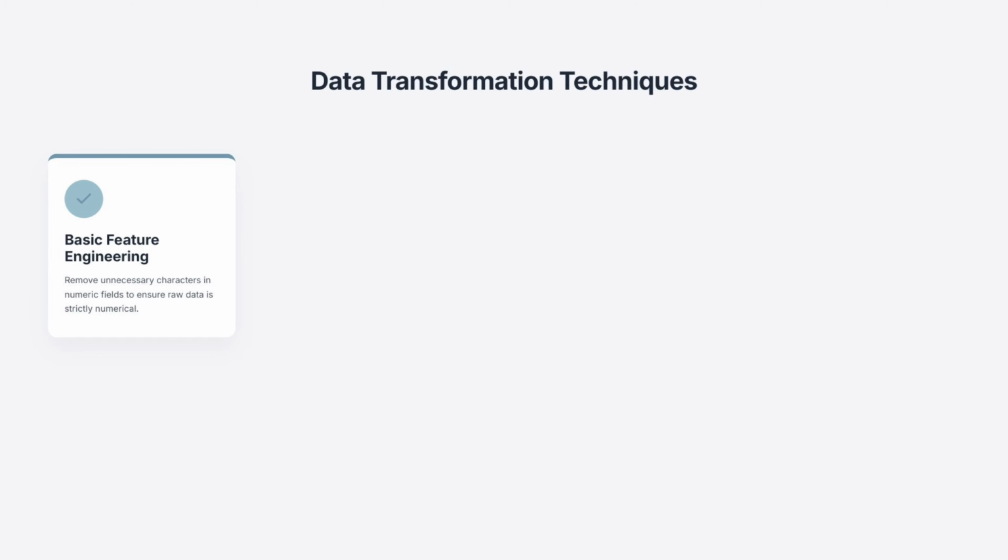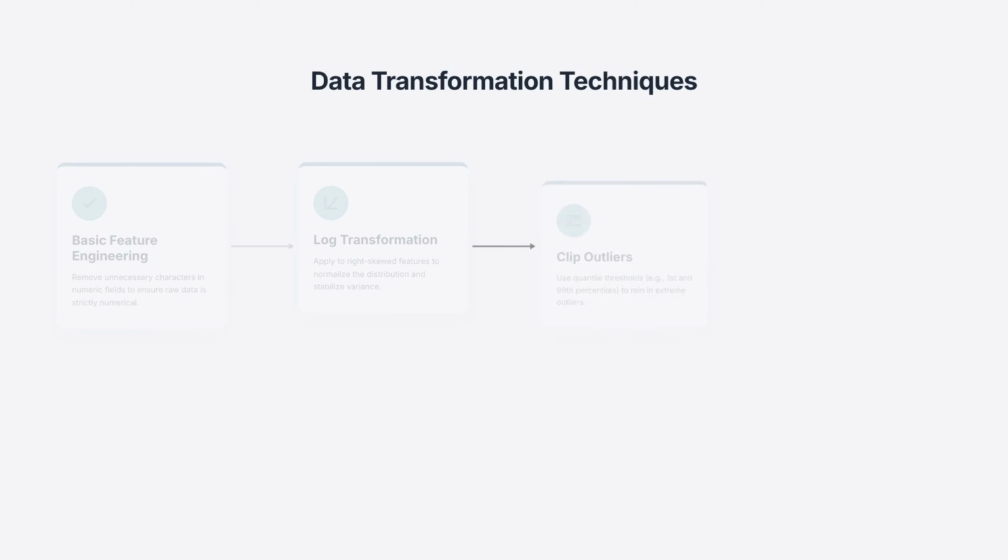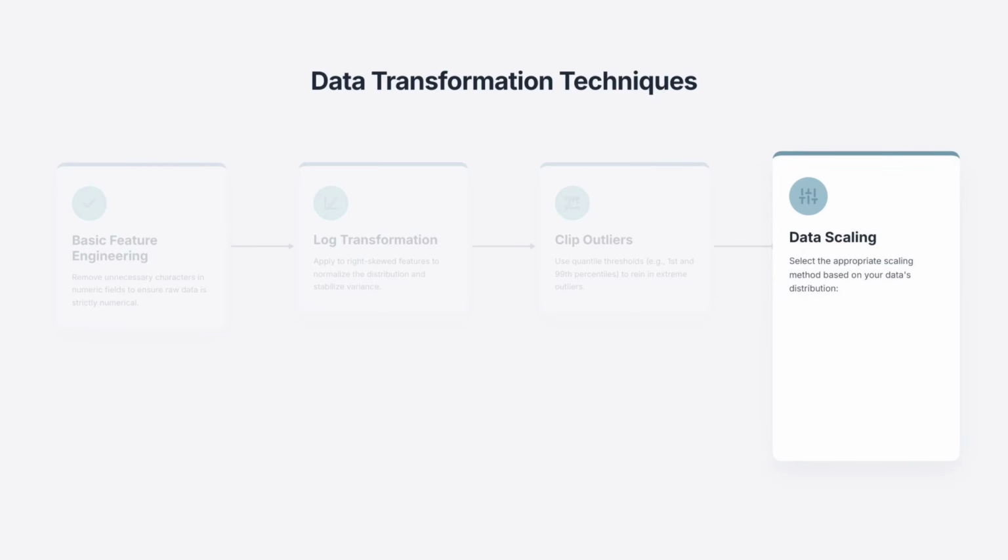To recap, here's a quick checklist for numeric feature transformation. First, clean your data types and remove unnecessary characters in numeric fields. Second, apply log transformations to right skewed features. Third, use clipping to rein in outliers based on sensible quantile thresholds. And finally, choose a scaling method that fits your data: MinMaxScaler for generally undistorted data, StandardScaler for approximately normal distributions, and RobustScaler when skew and outliers are still a concern.